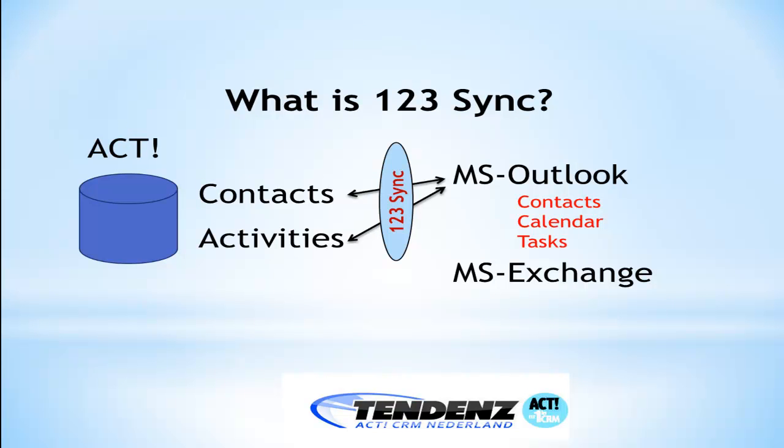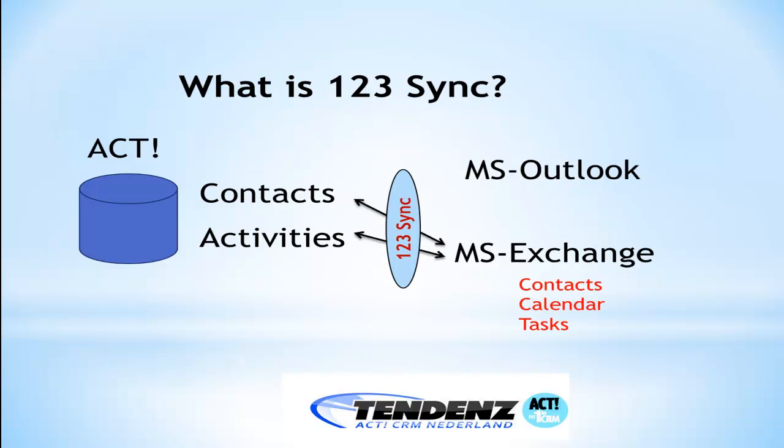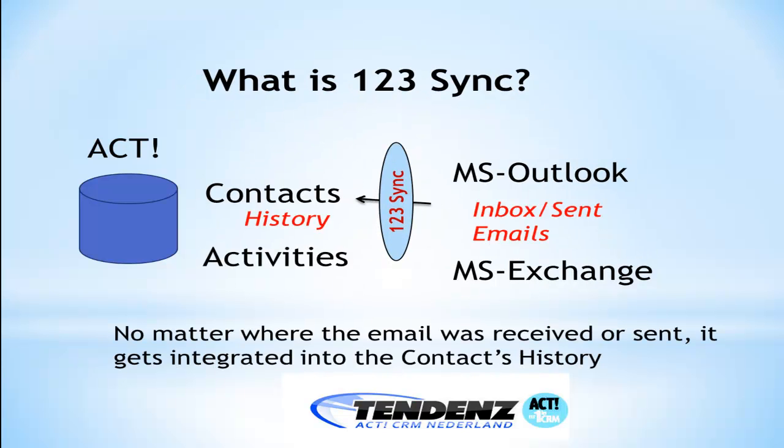123 Synchronizer is a middleware that synchronizes ACT contacts and activities with Outlook or with Exchange. In addition, 123 Sync also integrates the inbox and the sent emails from Outlook or Exchange into the contact history in ACT, therefore keeping track of all the interaction between the contacts and emails.